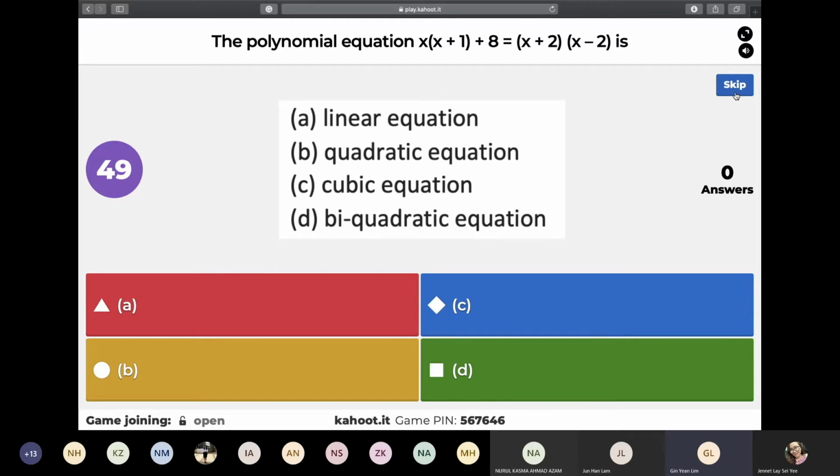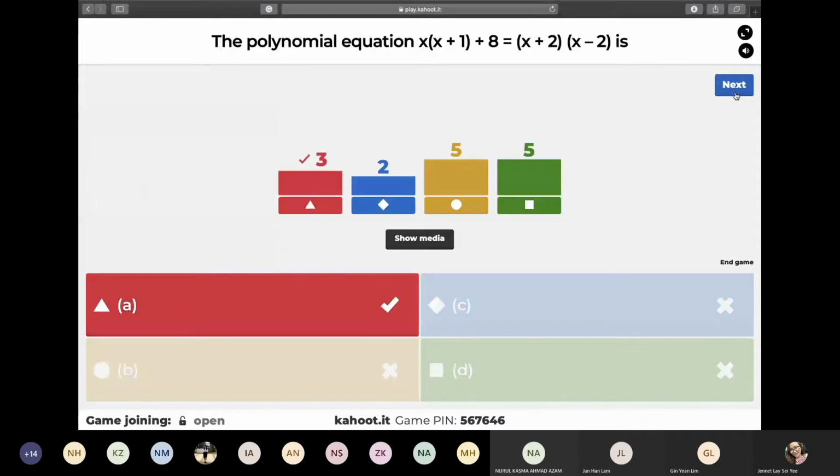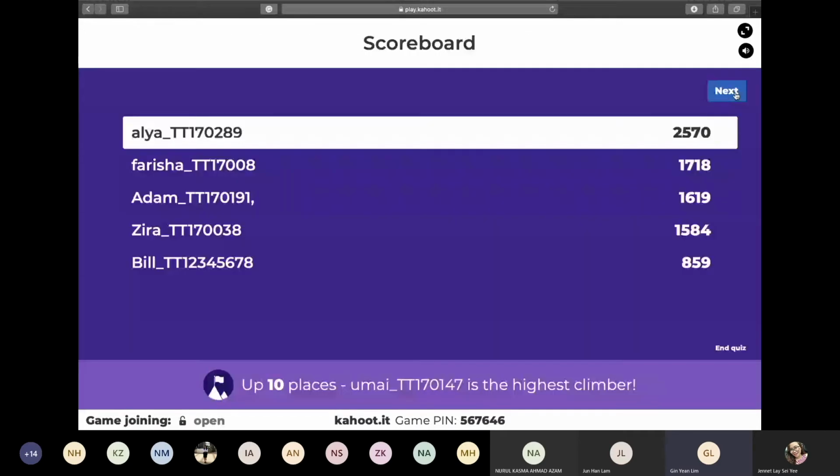Now question 4. The polynomial equation x times (x plus 1) plus 8 equals (x plus 2) times (x minus 2) is: linear equation, quadratic equation, cubic equation, biquadratic equation. So the same, the hint is expand the equation. Oh, we only have 3% get it correct. The answer is A. So yeah, Alia is still the top, Farisha second, Adam third, Zira fourth, Shera comes up. Congrats.